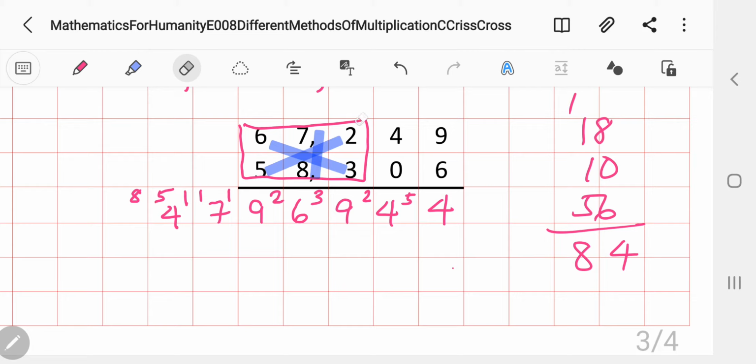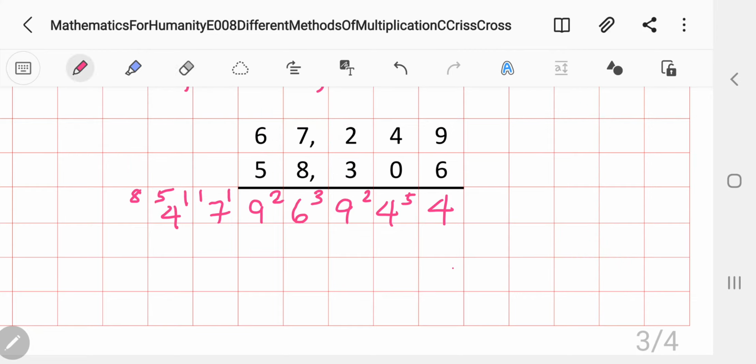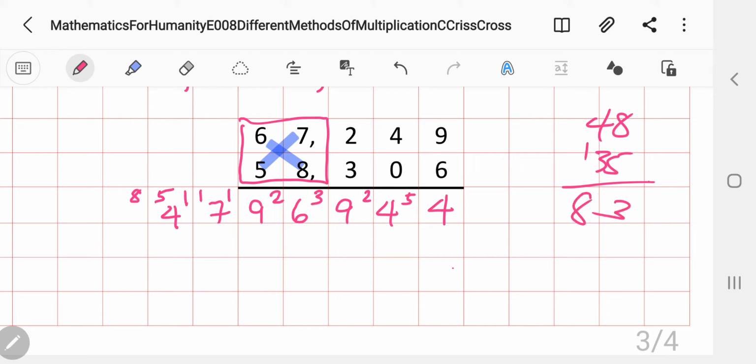Then again I have to reduce the enclosure. So I'll now just enclose 2 columns, and then I'll do the crisscross. 8 times 6 would be 48, and then 5 times 7 would be 35. So this is 35, and I have 3, carry 1, this is 83. So I have to write 3 here and then 8 here.